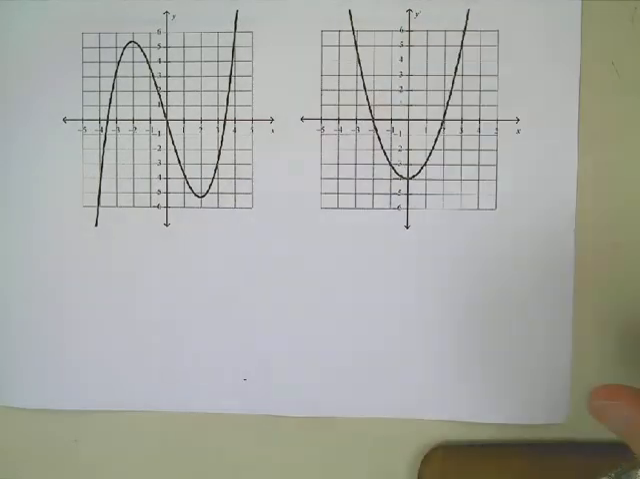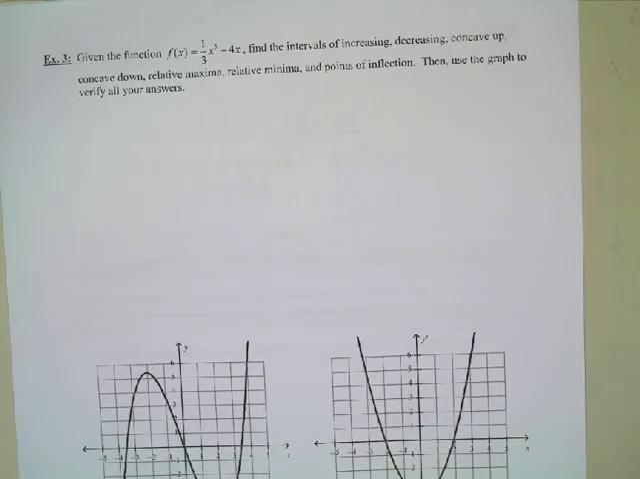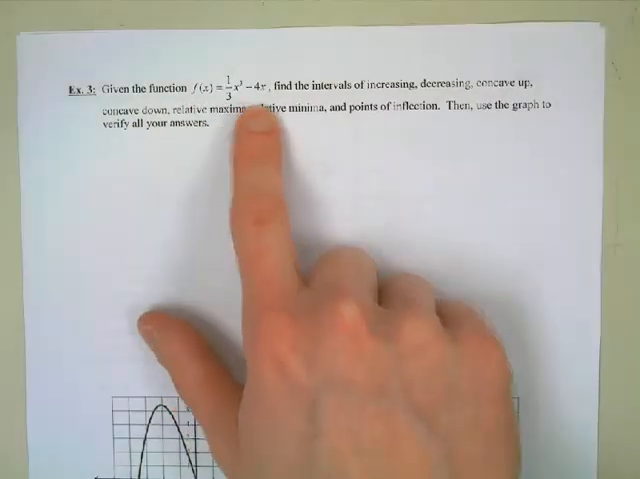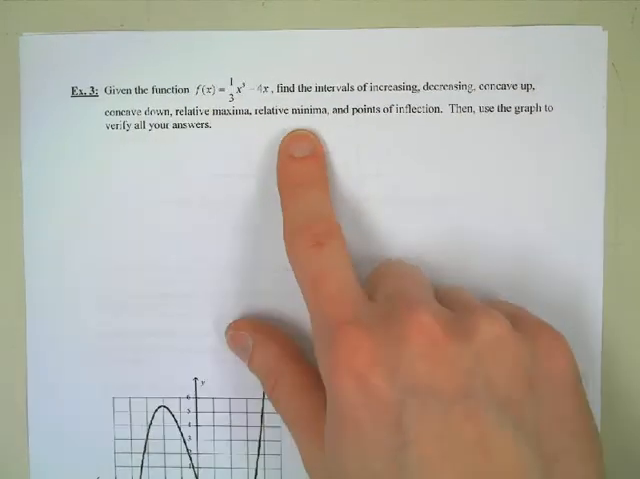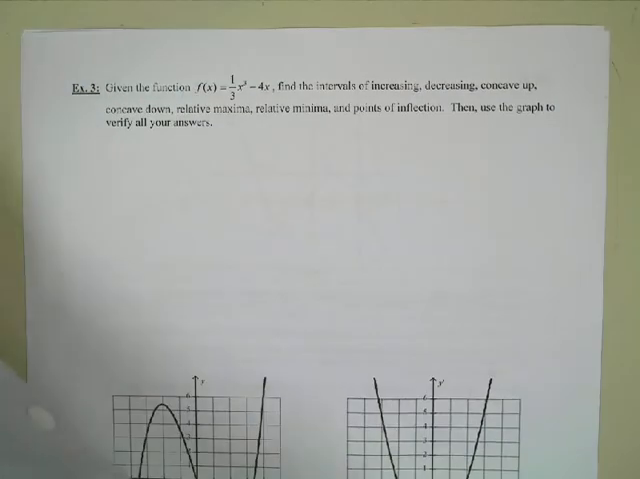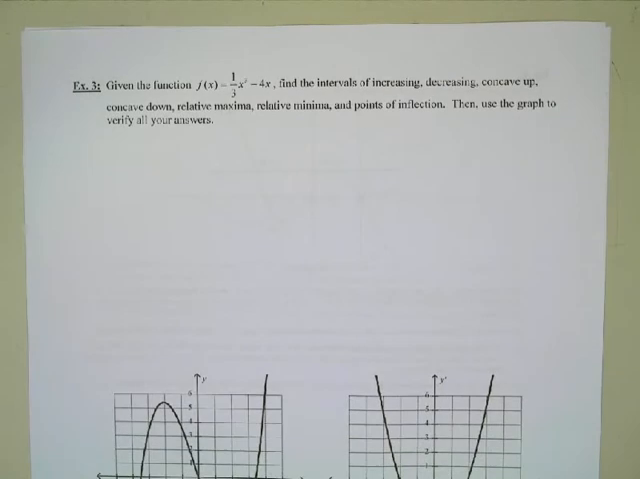All right. So the first problem we run across here is not too crazy. We're given the function f of x equals 1/3 x cubed minus 4x. We want to find the intervals of increasing, decreasing, concave up, concave down, relative maxima, relative minima, and points of inflection. And then use the graph to verify your answer, just checking to see how these all match up. So, without further ado, let's get into that here.